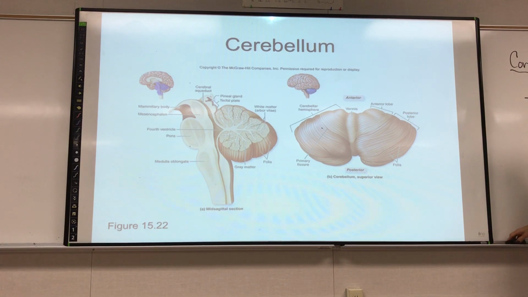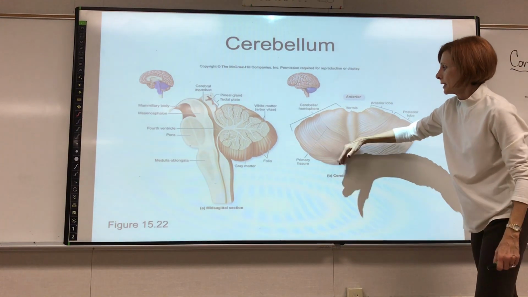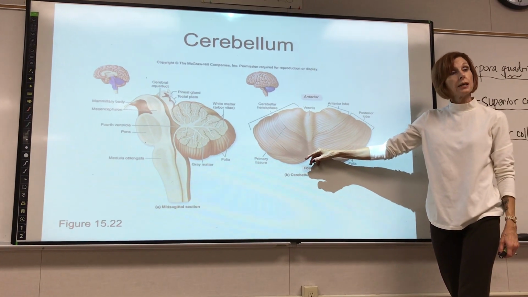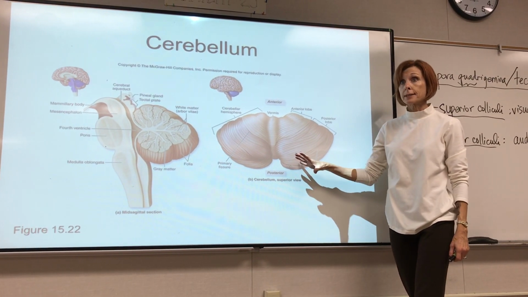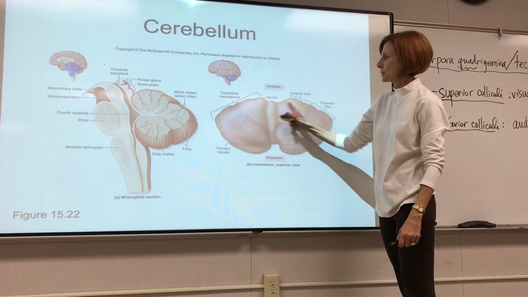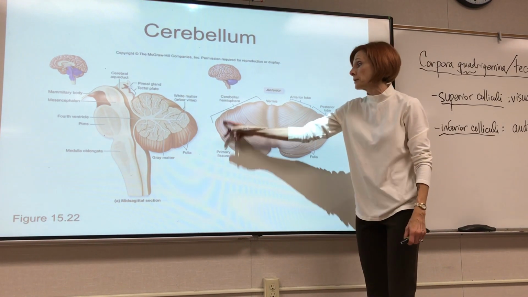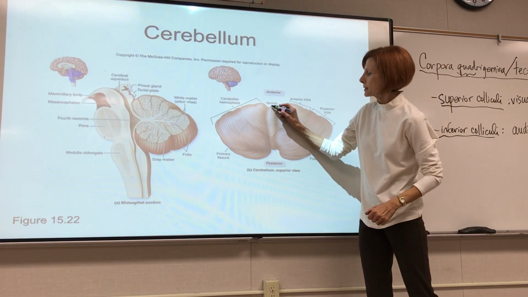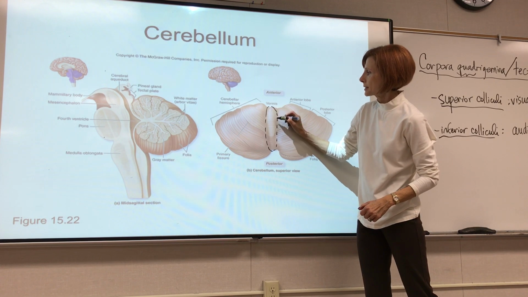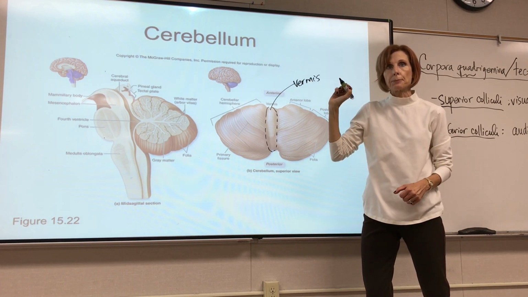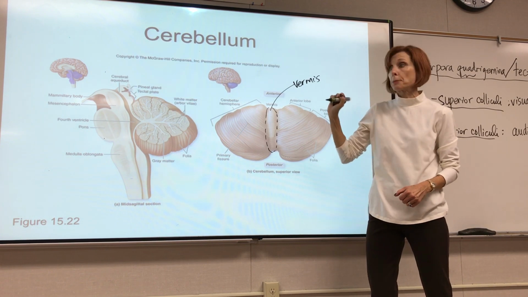Okay, so the cerebellum actually looks kind of like a miniature cerebrum. Actually, that is what the name means. It means little brain. And this is not part of the brainstem. It sits behind the brainstem. So notice here in the superior view, you can see it has two hemispheres, just like the cerebrum. They are connected in the center by this little strip of tissue that is called the vermis. Vermis means it's worm-shaped. Okay, that's what the name means, worm-shaped.